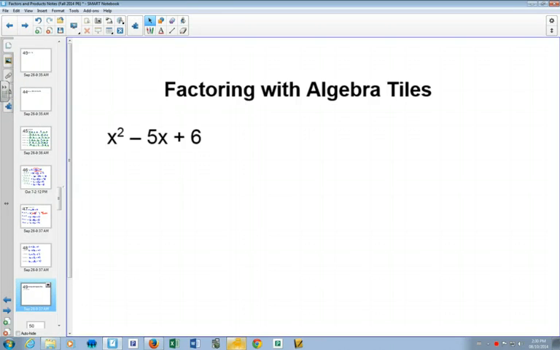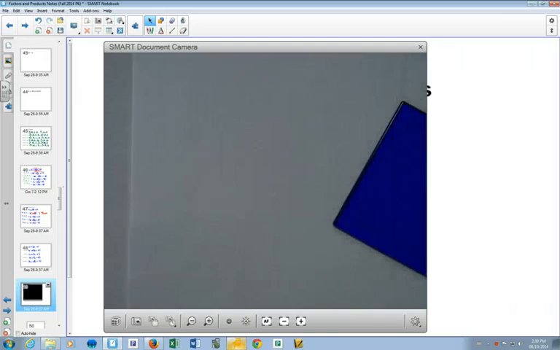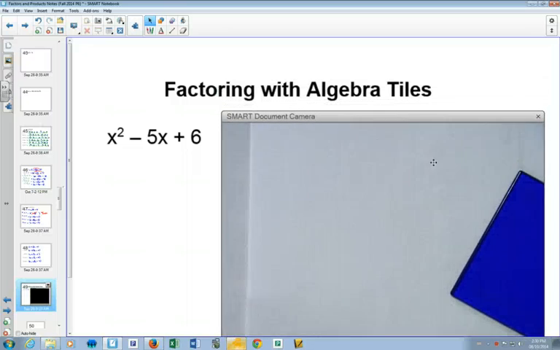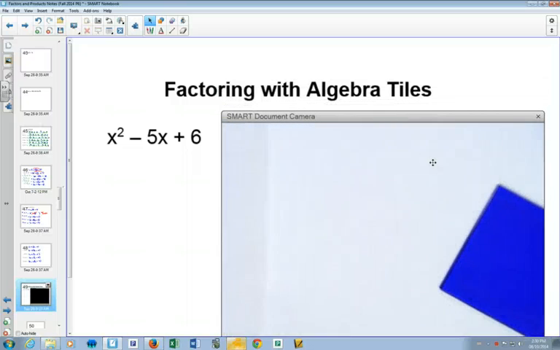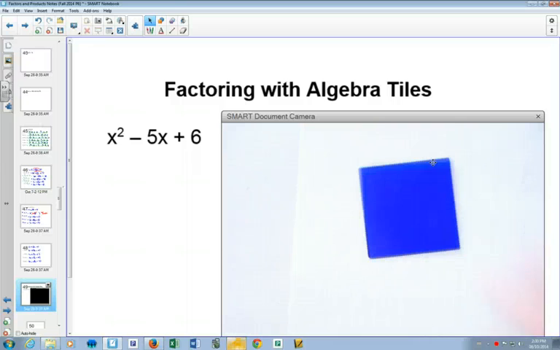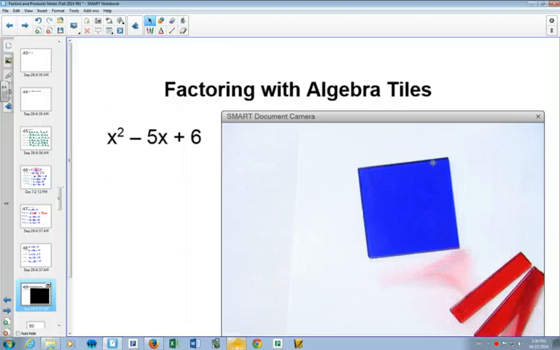You can also factor with Algetiles. We need a volunteer. Okay, come on up. So we need, let's move this off to the side and maybe zoom out a bit. There is an x squared tile. The red ones are minuses. You have to make a rectangle with all of these pieces.